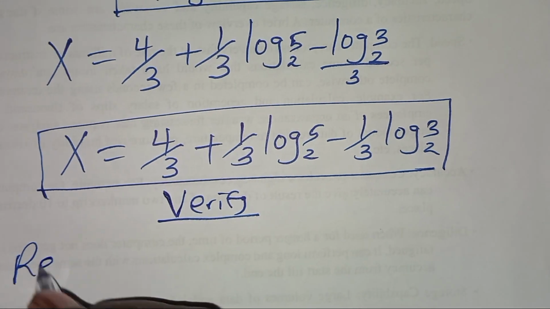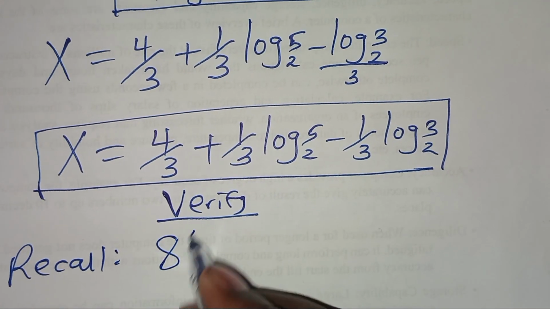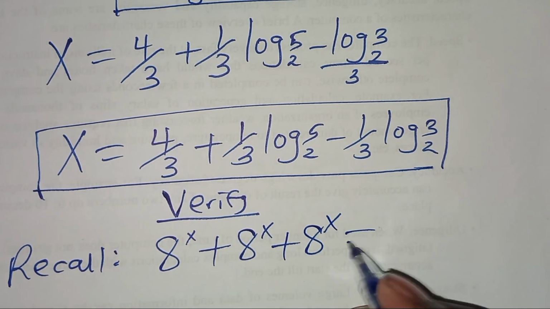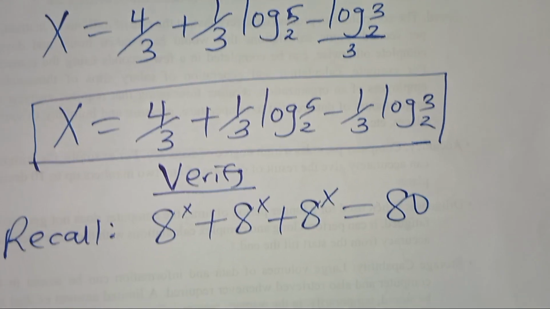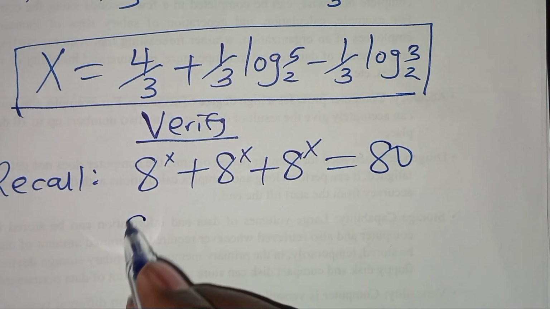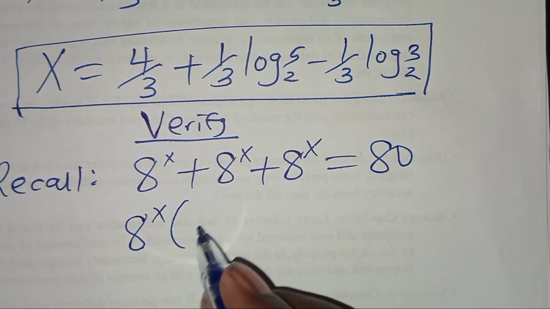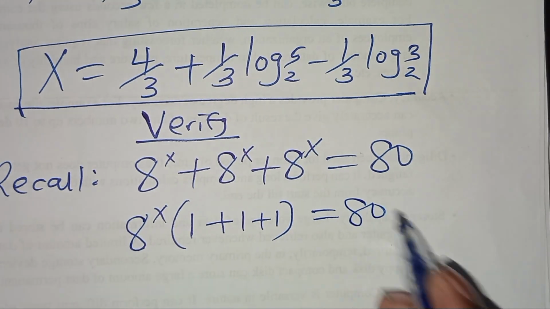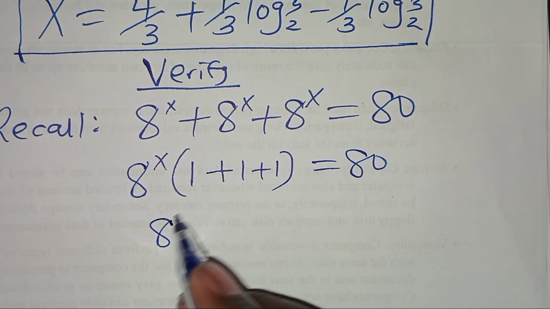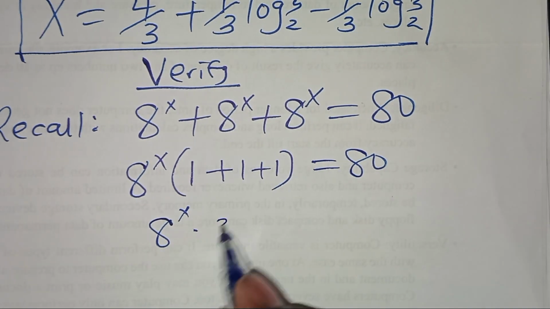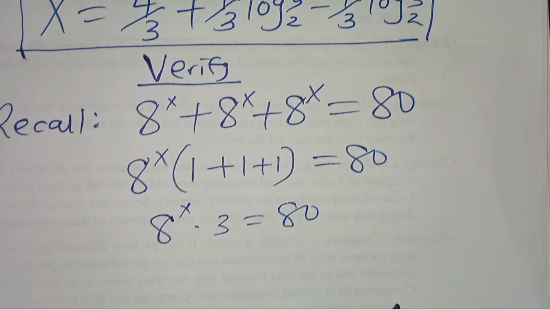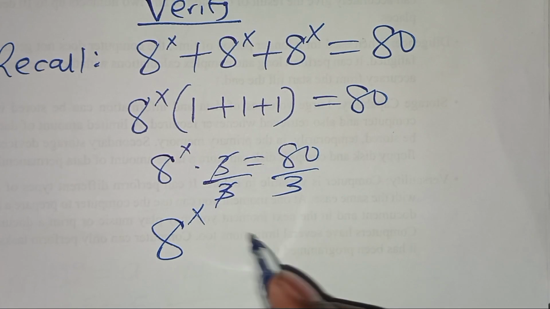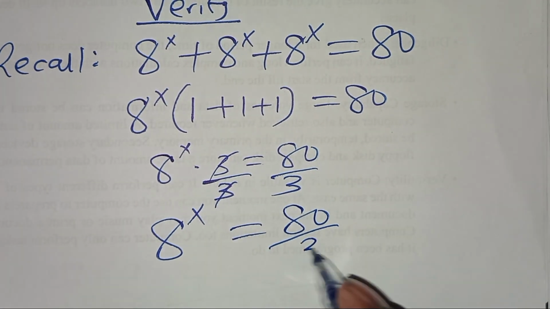Now if you recall, we had that 8 to the power x plus 8 to the power x plus 8 to the power x is equal to 80. And given that 8 to the power x is common here, we factor out 8 to the power x, so that here is 1 plus 1 plus 1. So here we'll have 8 to the power x multiplied by 1 plus 1 plus 1. This is 3. This is equal to 80. So let's divide both sides by 3, so that 8 to the power x is equal to 80 divided by 3.